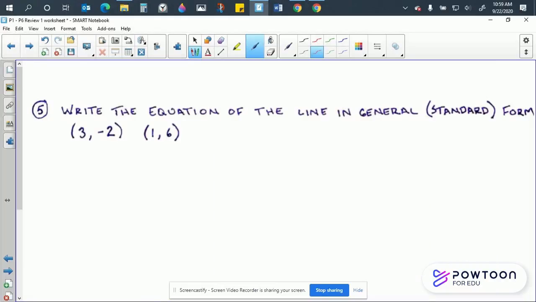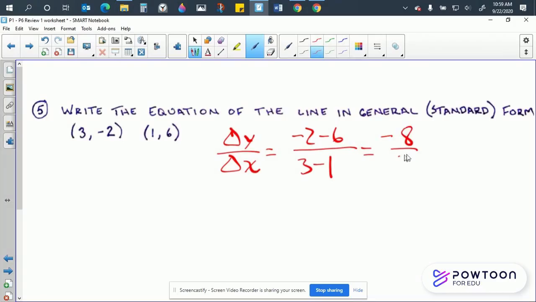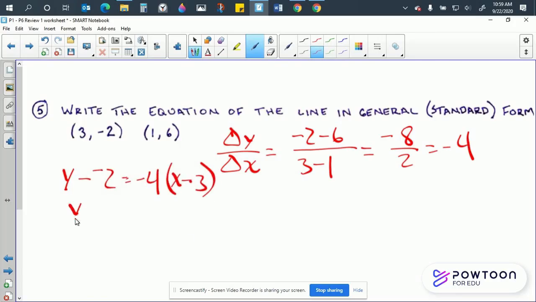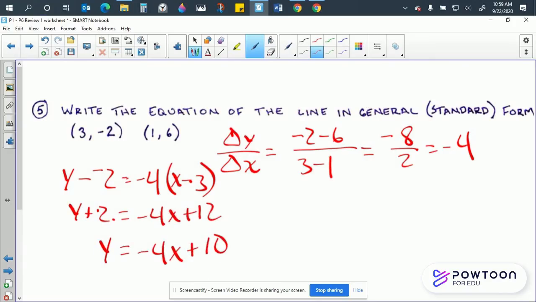Okay, to find the equation, we first need to find the slope. So change in y over change in x. So negative 2 minus 6 over 3 minus 1. So we get negative 8 over 2. So we have a slope of negative 4. So y minus the y value equals the slope times x minus the x value. So y plus 2 equals negative 4x plus 12. So y equals negative 4x plus 10.